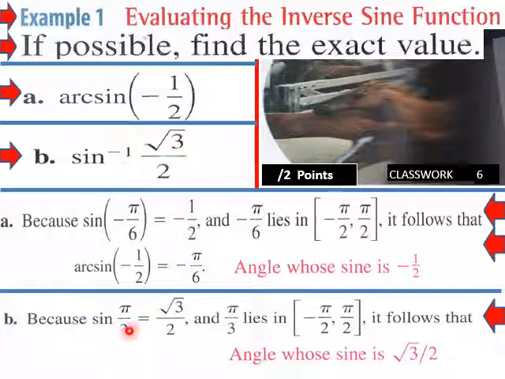Now the sine to the negative 1 of square root 3 over 2. Because sine pi over 3 equals square root 3 over 2, and pi over 3 does lie in this interval, it follows that it is the angle whose sine is square root 3 over 2.